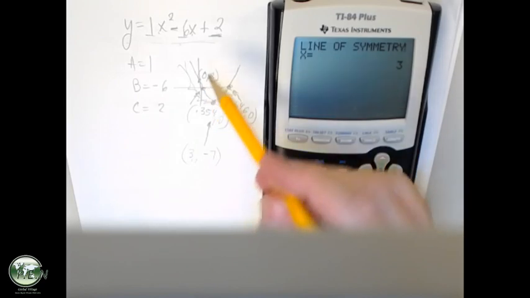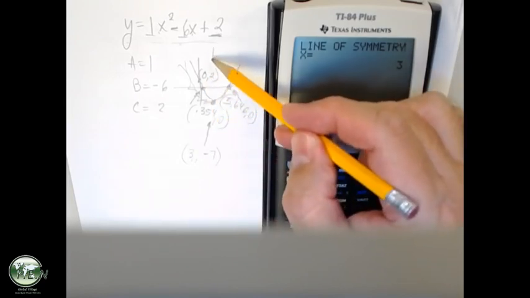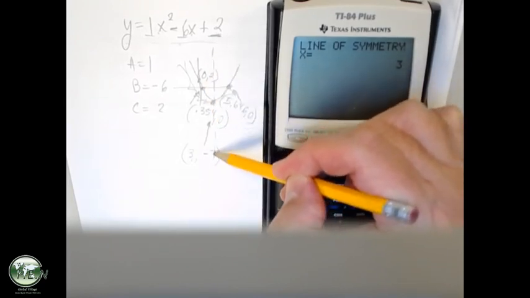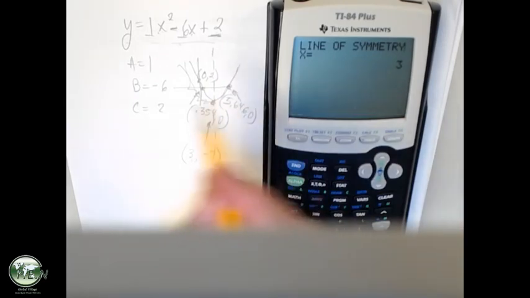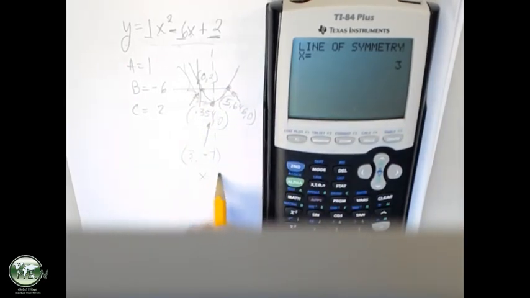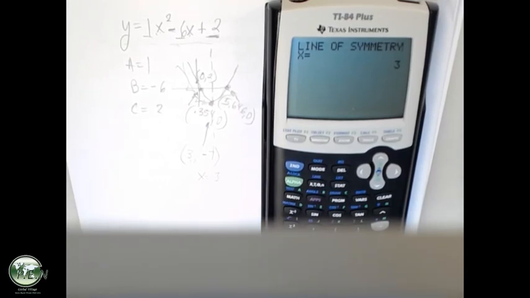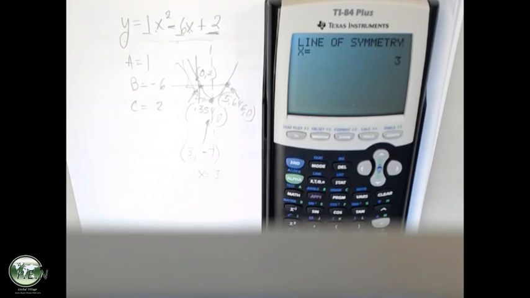And what's that line of symmetry? You could draw it on your sketch here. It's the line that cuts the thing in half. And it goes through, it's x equals 3. It's the vertical line, x equals 3. And I think that's about the end of what atom quad actually gives us.